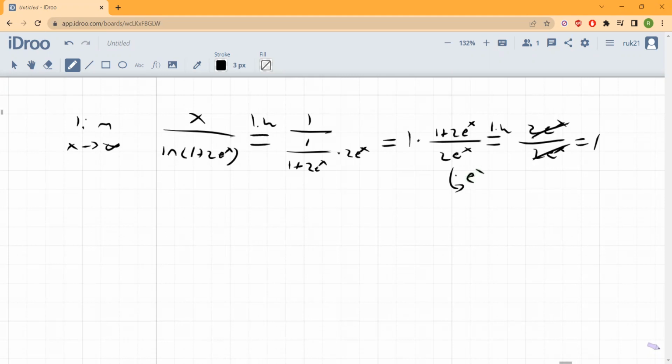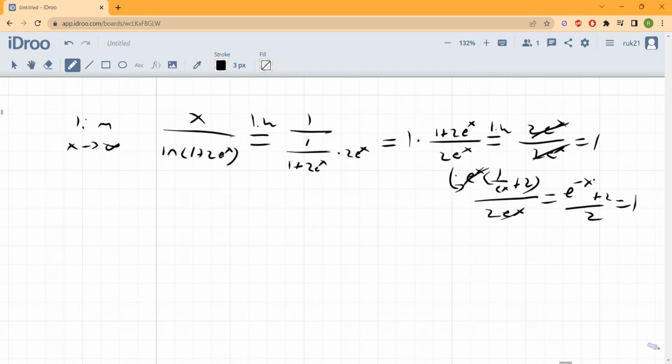So if we take e to the x out on top, it's going to be e to the x times, it's not 1 plus, there you go, 1 over e to the x plus 2 over 2e to the x. The e to the x cancel out here. So we're going to get e to the negative x plus 2 over 2. And then if you plug in infinity, e to the negative infinity is just 0. So then it's still going to equal 1. Cool. Let's go on to our fourth limit.